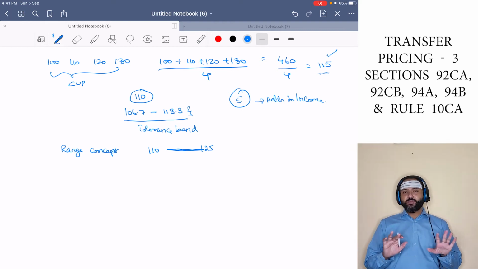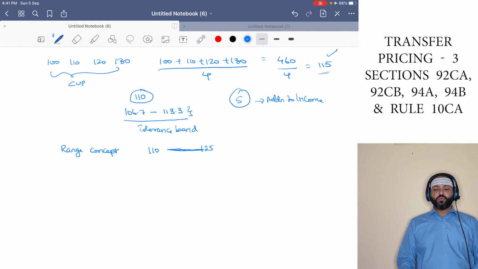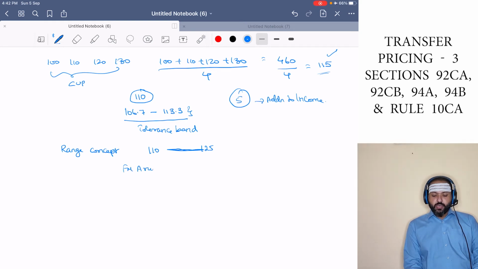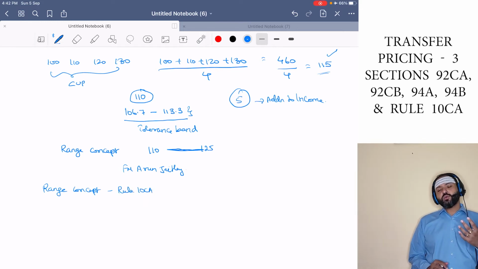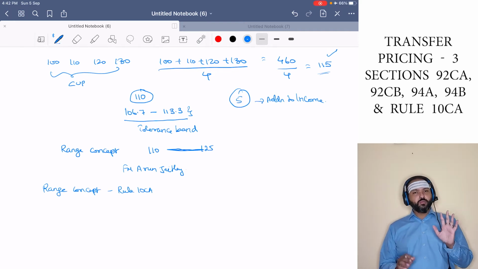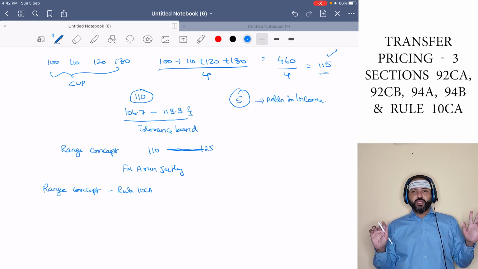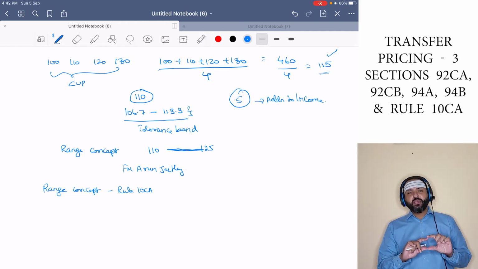This concept was not prevalent in India up to the year 2014. So in Finance Budget 2014 or Finance Act 2014, our FM Mr. Arun Jaitley brought in this concept called range concept, covered by Rule 10CA. Now, what was the focus of this concept? This concept told, boss, transfer price cannot be a number. Transfer price can be within a range.